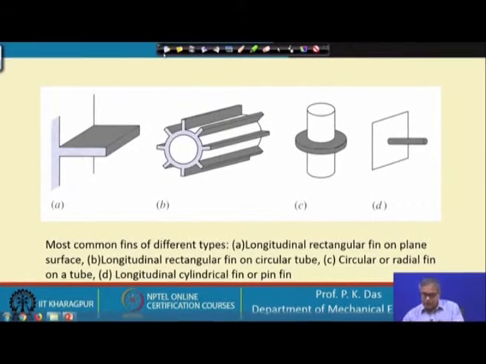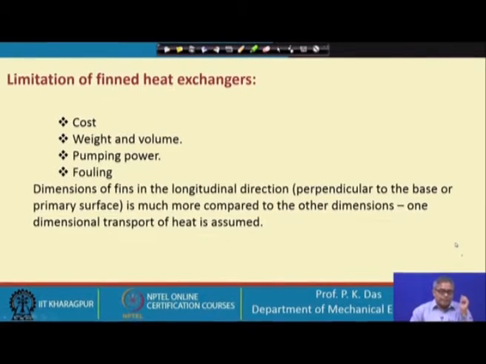So, with this let us move to our next slide. Limitation of heat exchangers.